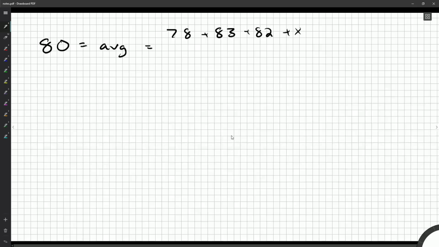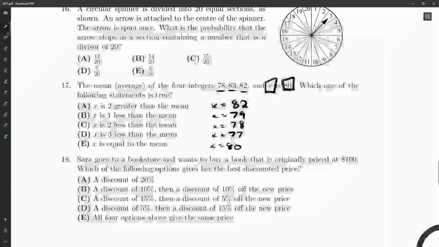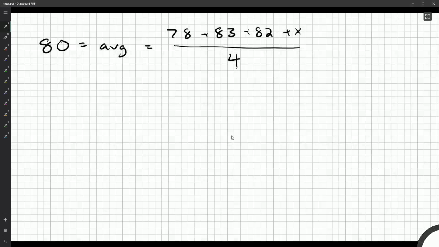So how do we figure out averages? Well, we know 80 is the average, also called the mean, and you figure it out by adding up all the numbers and dividing by how many numbers there are. And this gives me an equation in terms of x. Now, just wanted to make sure, yeah, 83 and 82.